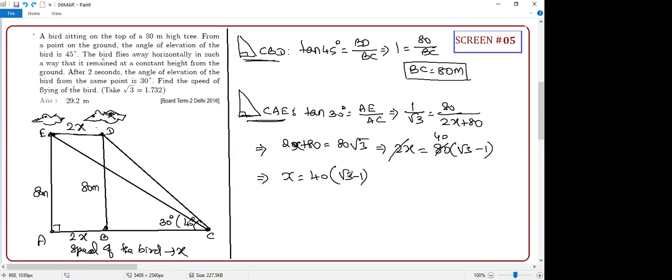You tell me, √3 is 1.732, minus 1 is what? 1.732 minus 1 is 0.732. Guys, 0.732 into 40 is what? 29.28. Are you getting that? They are giving only 29.2, but 29.28 is the correct answer. Now I want, guys, this x is okay, sir.